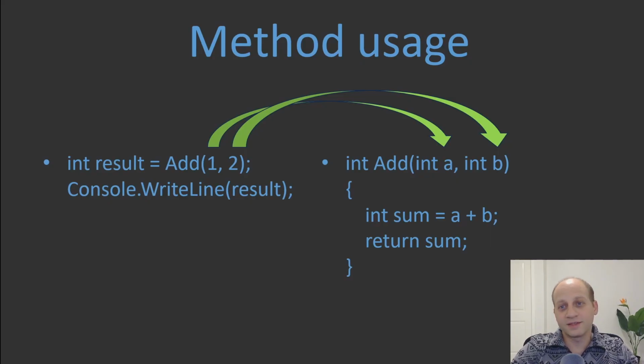Since the method add returns a value, we can assign the value it returns to a variable, in this case, result. Later we print that result in our main program. When we call a method, the program runs until the place where we call the method, then continues inside the method, and once the method finishes, it continues from the place right after calling the method.